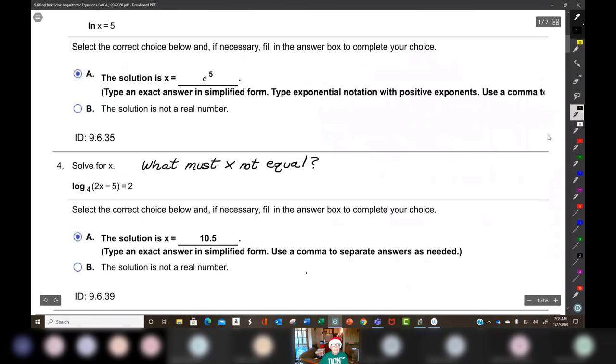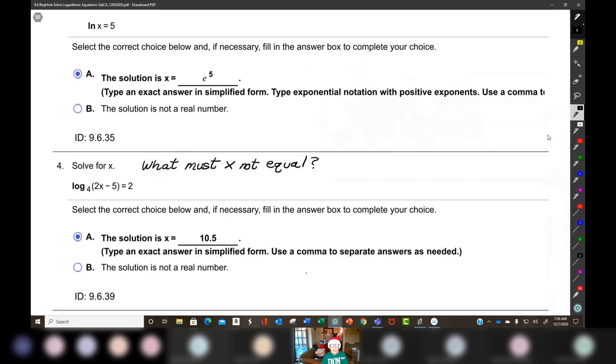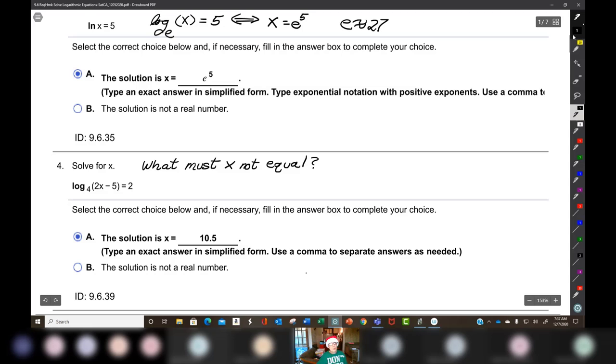Now the ln of x equals 5. The ln is a logarithm. It's just another way of writing log base e of x equals 5. What does this mean? That's what it means right there. This means an equivalent statement in exponential form is x equals e to the 5th power, where e is a number that's about 2.7. It's what we call a universal constant, like pi is a universal constant, and there are other ones. If you stay in the sciences, you'll learn about them.